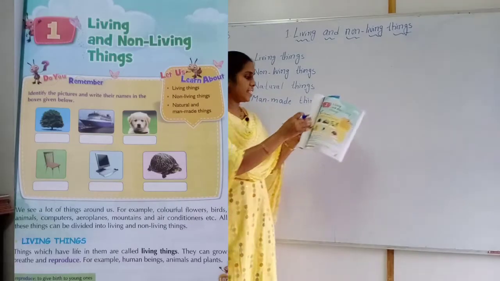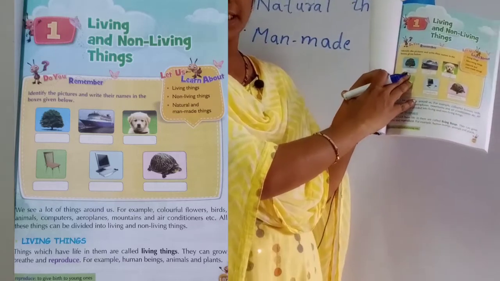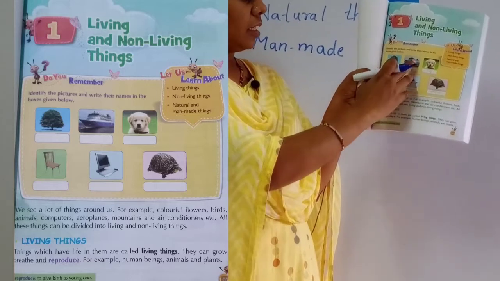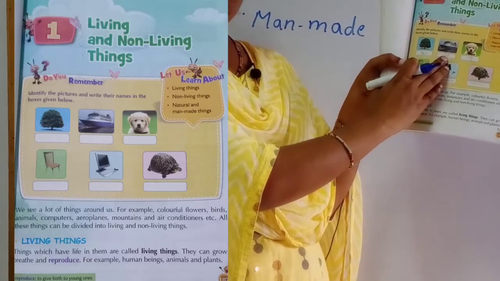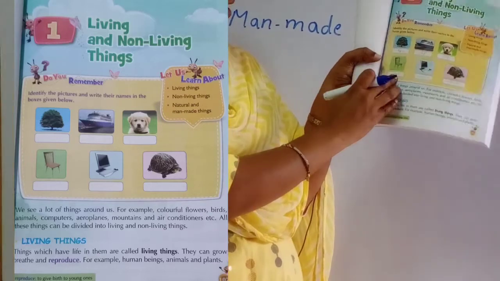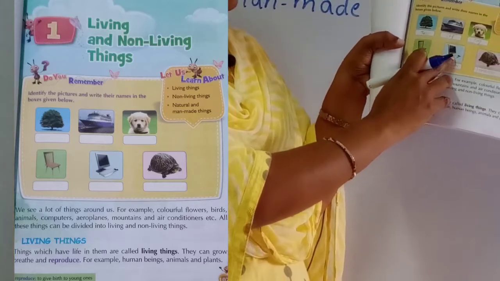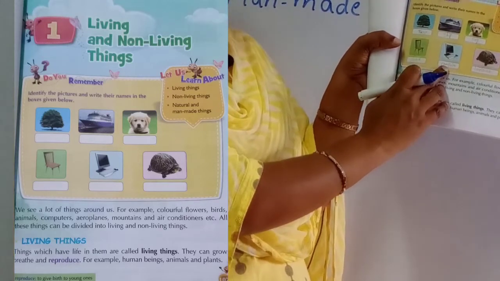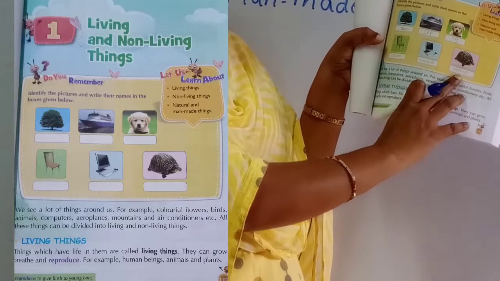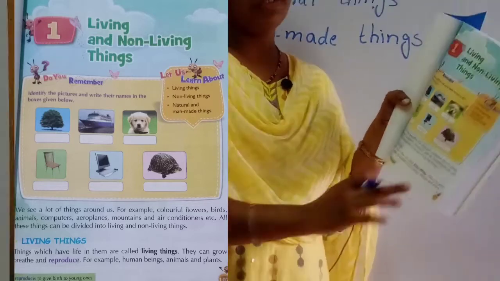First, let us see these pictures, children. What is this? See the picture and tell me the name. This is a tree. This one, sheep. And this is dog. And this one is the chair. Look here. This is computer. And the last one is, what is this? Tortoise. Okay. Let us discuss about living things.